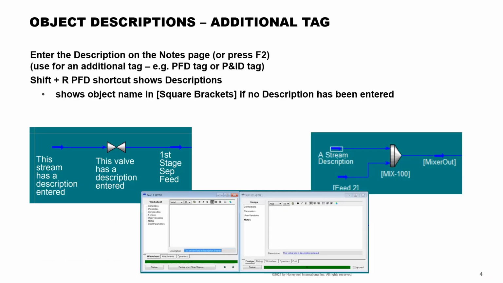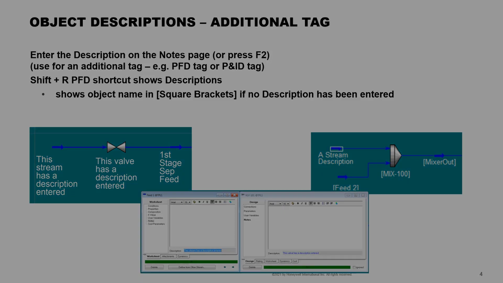Related to notes are object descriptions. We can set these also on the notes page, but importantly we can get UniSim Design to show these on the PFD as well. In the screenshots here I show some objects that have notes, and I've changed the PFD, instead of showing the names, to show the descriptions of those objects. There's a special shortcut I can use on the PFD called Shift and R.